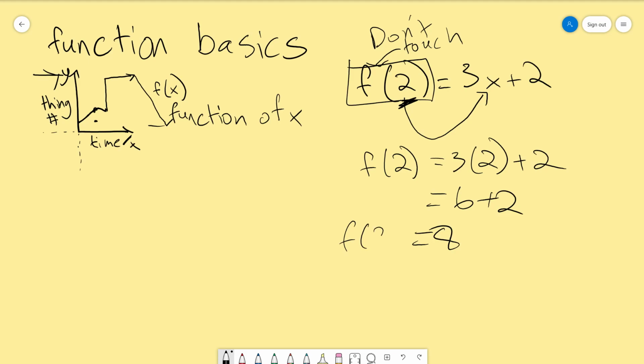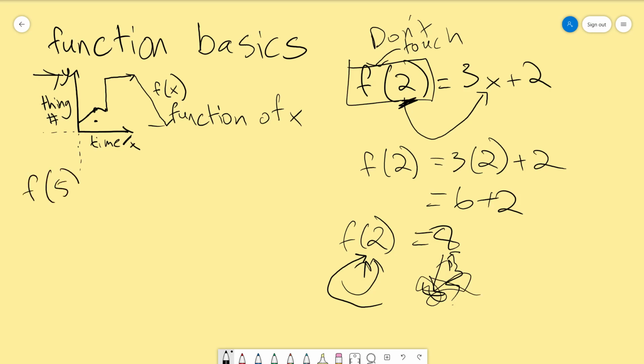So the function of 2, after 2 hours, we have 8 walnuts. Or in 2 years, we are going to have 8 cars. Or something else 2 time related, like 2 seconds, we're going to jump 8 times. So many times. But yeah, I'm going to do a couple more quick examples.